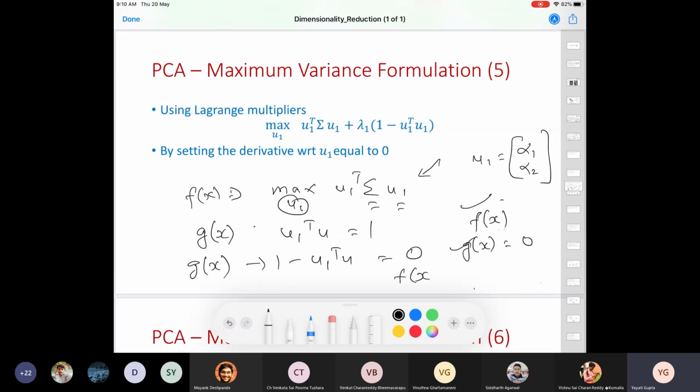So you write this equation as fx plus lambda gx. We are still maximizing this function with respect to u1. The only change is that we added this constraint gx with a Lagrange multiplier, and this lambda is called the Lagrange multiplier. Now we try to figure out the value of lambda in order to maximize this equation. Do you remember, if I give you any function, how do you maximize or minimize a function?